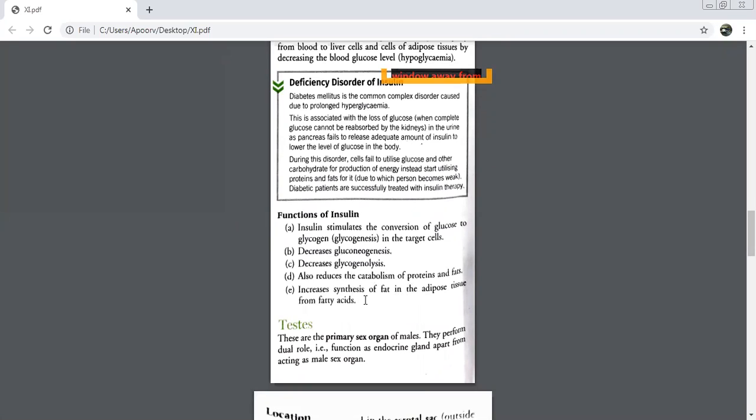What is glycogenolysis? Breakdown of glycogen into glucose. Yes, my child, get some energy. Few minutes left for the class. I know the last period is difficult for you. It reduces the catabolism of proteins and fats. What is catabolism? Breakdown. What is the opposite of catabolism? Anabolism. Okay, now we are moving on to the last function of insulin.